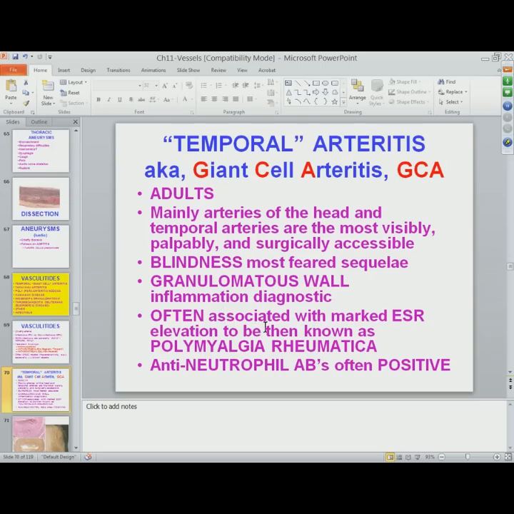Now, there's a syndrome in which you have temporal arteritis, but it's also associated with a very, very high elevation of the patient's erythrocyte sedimentation rate. And when you have a person with temporal arteritis and a high ESR, that's called polymyalgia rheumatica. We know it's autoimmune. One of the proofs is that these patients very, very often have antibodies directed against their own neutrophils.